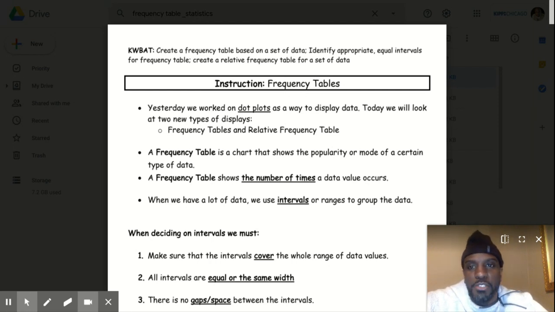All right. So today I want to talk to you a little bit more about frequency tables. We kind of started on them last week, but today's objective is to create a frequency table based on a set of data, identify appropriate or equal intervals for frequency tables, and create a relative frequency table for a set of data as well. We're going to focus on creating the frequency table and identifying the intervals in the frequency table. Tomorrow we'll work on going from a regular frequency table to a relative frequency table. Okay. So here we go.